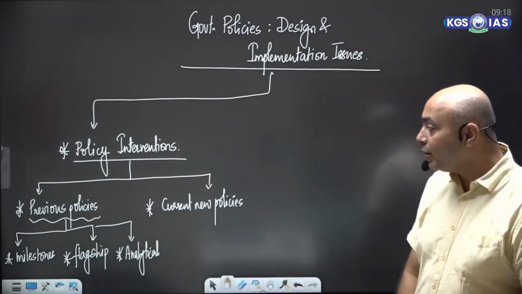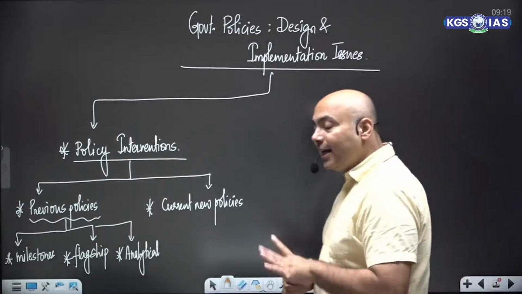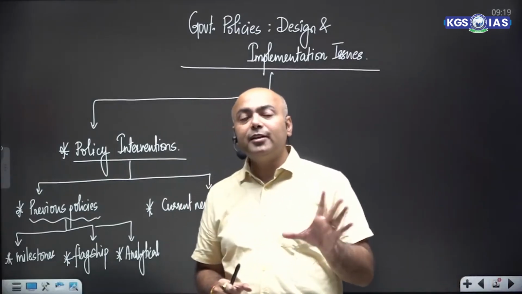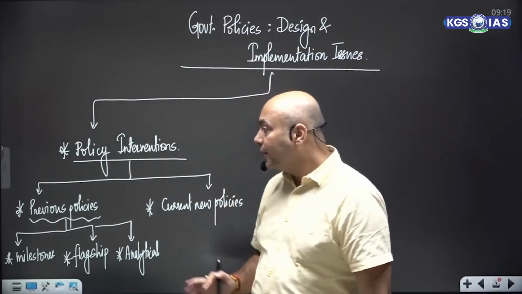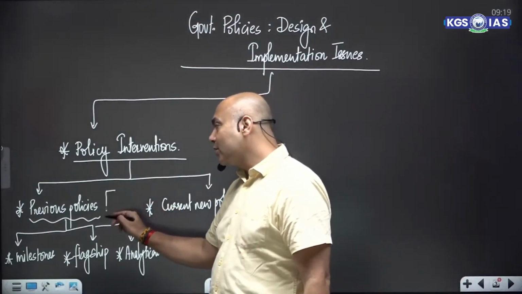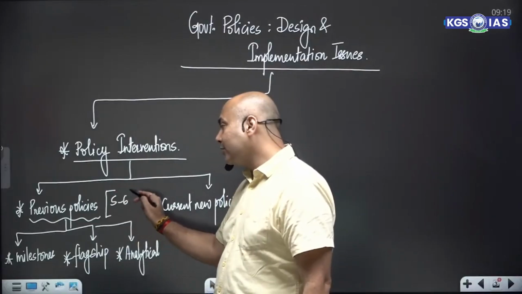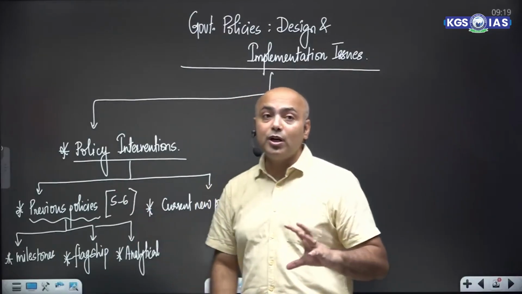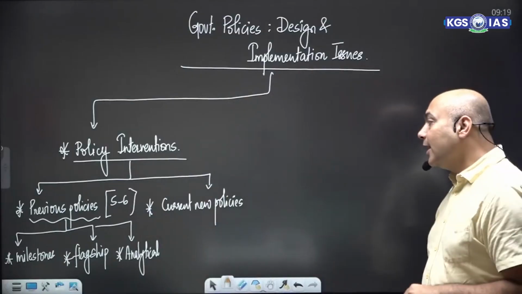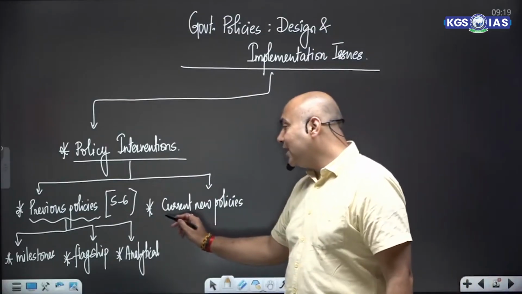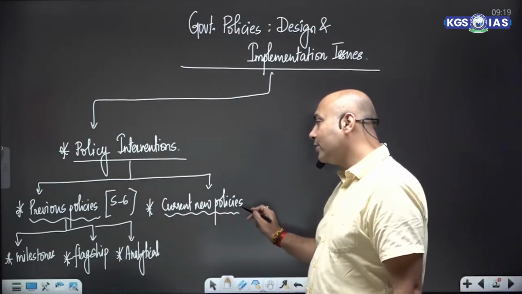Okay, so you will find that every year some 5 to 6 policies would be in news because of it. So you have to do what? You have to cover all these policies. Clear?